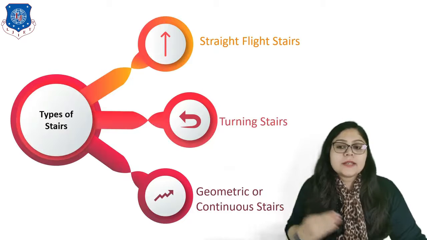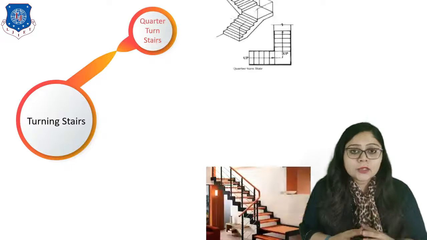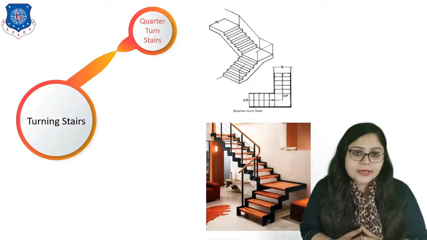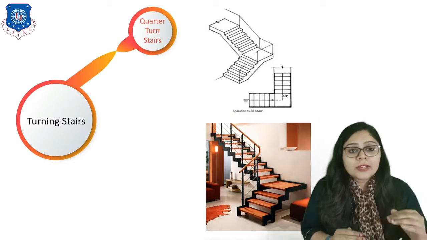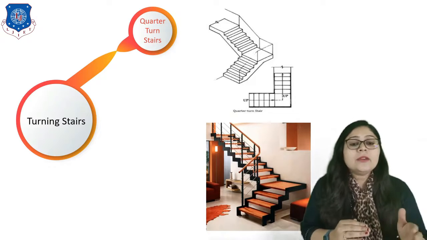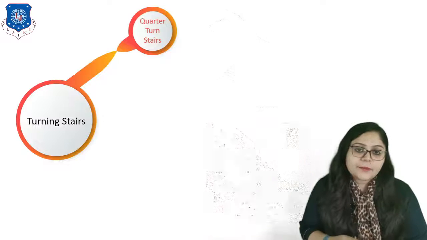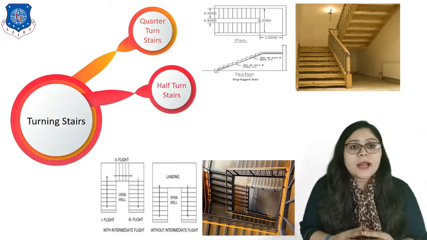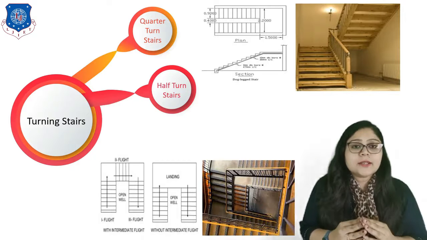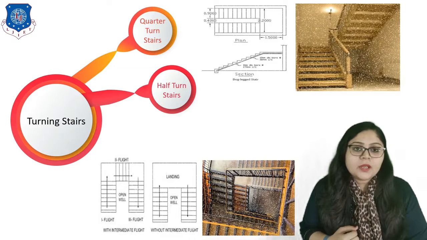Now let's discuss the next type, turning stairs. The first example is quarter turn stairs. As shown in the figure, a landing is given at the quarter point so that one can easily connect to the other floor with some rest. The second type is half turn stairs. It means that at half of the height of that vertical distance we provide one landing. That is known as the half turn stair.